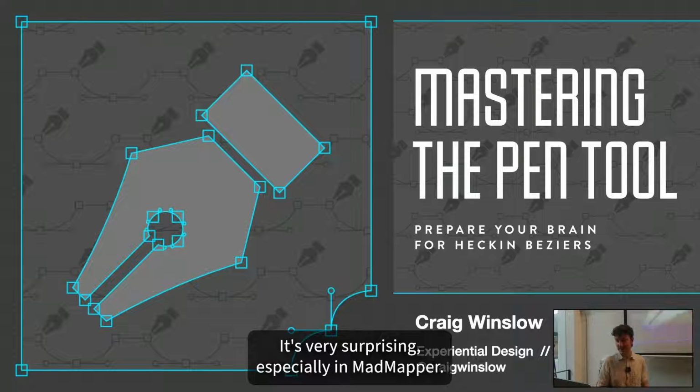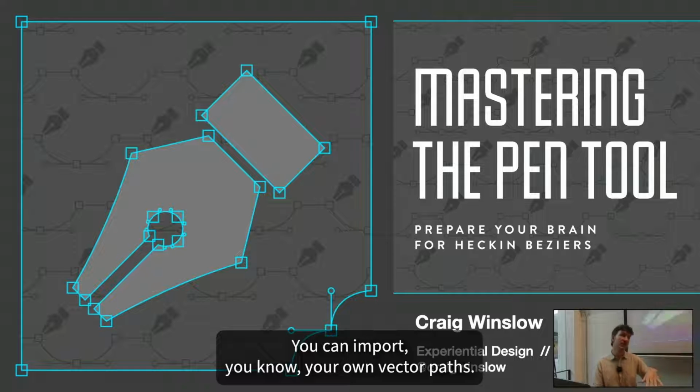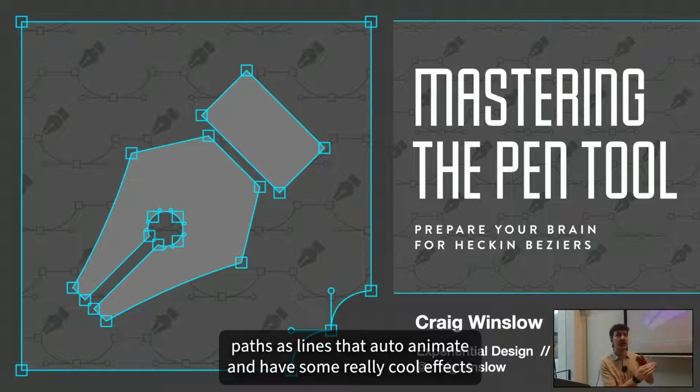It's very surprising, especially in MadMapper. If you want to make a mask, you can use Bezier tools in there. You can import your own vector paths, and something I didn't show last time was that you can use vector paths as lines that auto animate and have some really cool effects in MadMapper.